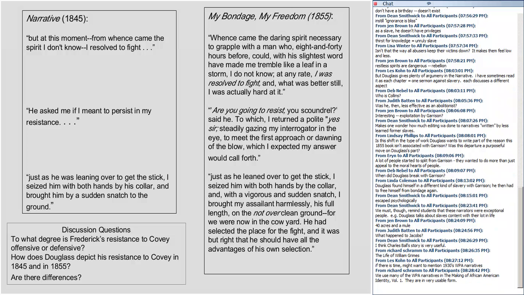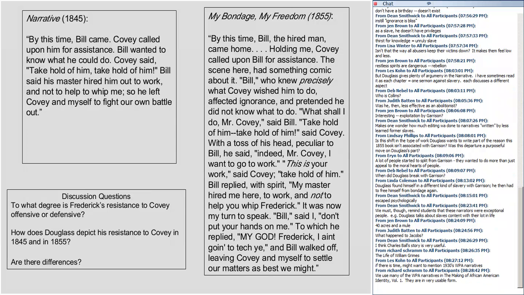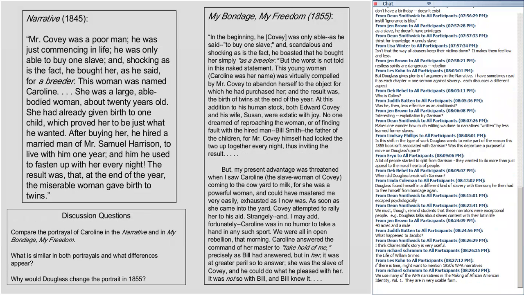In 1845, Douglass describes Caroline in one role. Mr. Covey bought her as a breeder. This woman was named Caroline. She was a large, able-bodied woman, about 20 years old. She'd already given birth to one child. After buying her, he hired a married man of Mr. Samuel Harrison to live with him 1 year, and him he used to fasten up with her every night. The result was that at the end of the year, the miserable woman gave birth to twins. This, I would argue, is a way that Douglass portrays an African-American woman primarily as a victim.